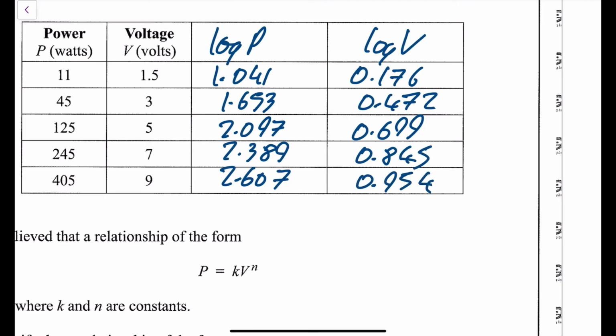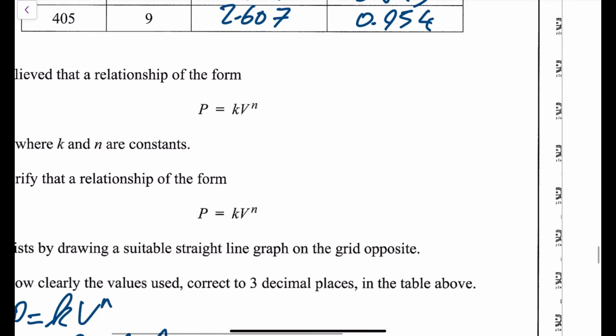Now I've fired those down so quickly, but it took me a bit of time to do that when I was doing it out properly, so it does take a bit of time to put them in. So how we got that first one, for example, I did log of 11, and to get this one I did log of whatever that was, 1.5, and so on. So that's all we're doing there to get them.